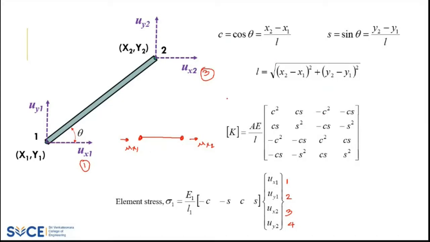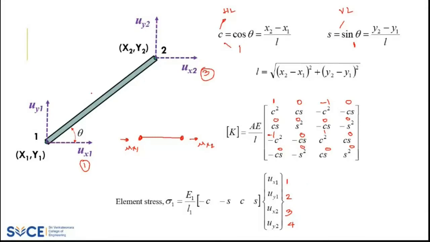Horizontal means you will have only cos. Cos is meant for a horizontal line, and of course, sin is meant for a vertical line. So in that case, you have only C, which means C square. And of course, your C value will be 1 because it is horizontal. So in that case, this formula will be changed accordingly. You will get 1, 0, minus 1, 0, 0, 0, 0, 0, minus 1, 0, 1, 0, 0, 0, 0, 0. This is what we will get.